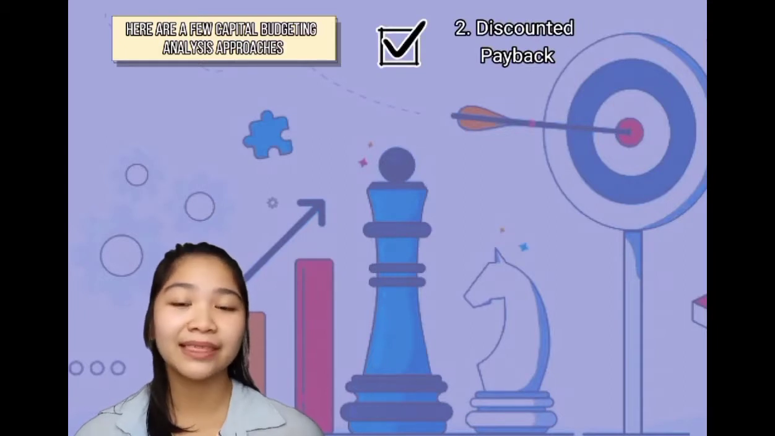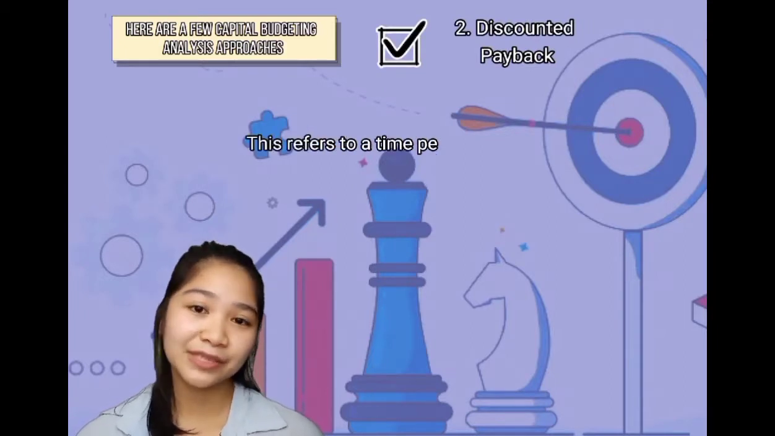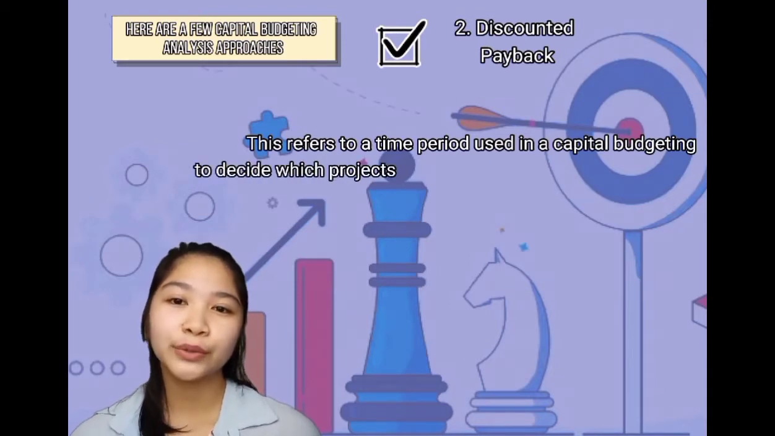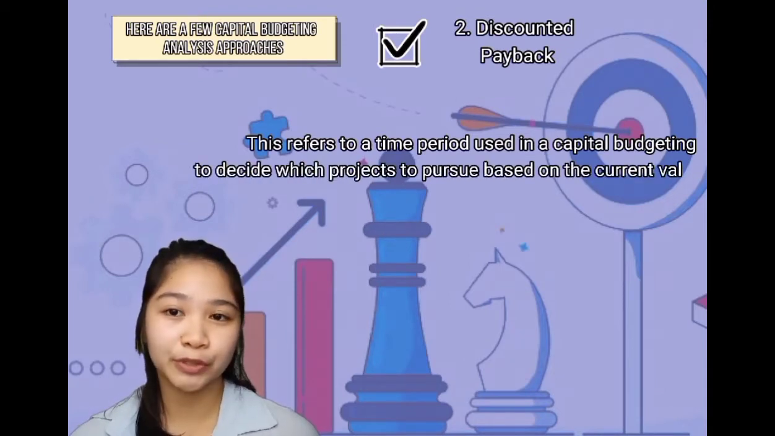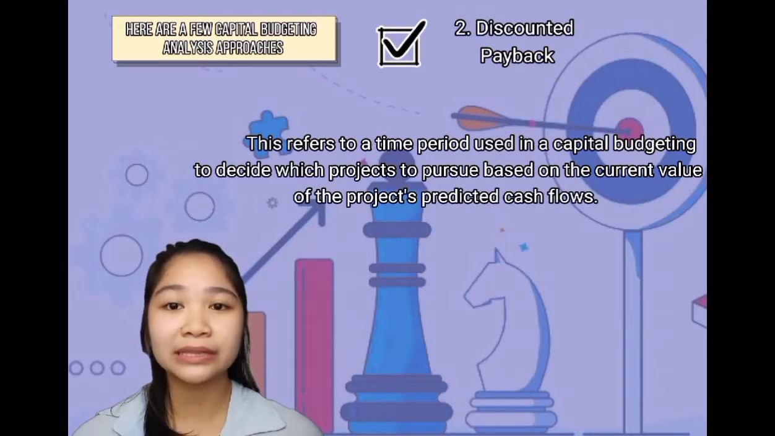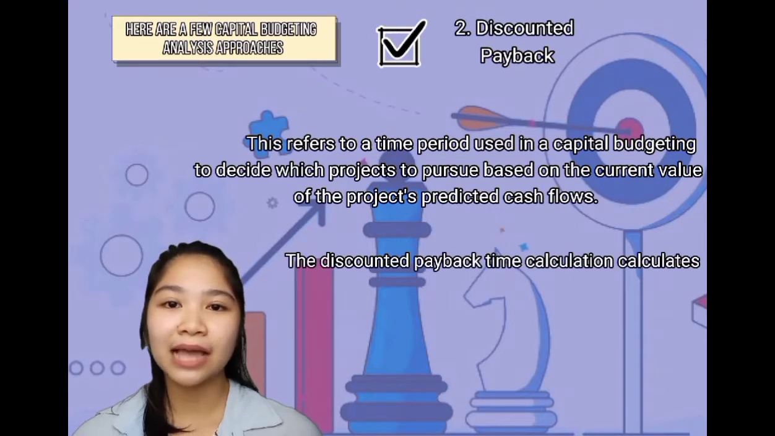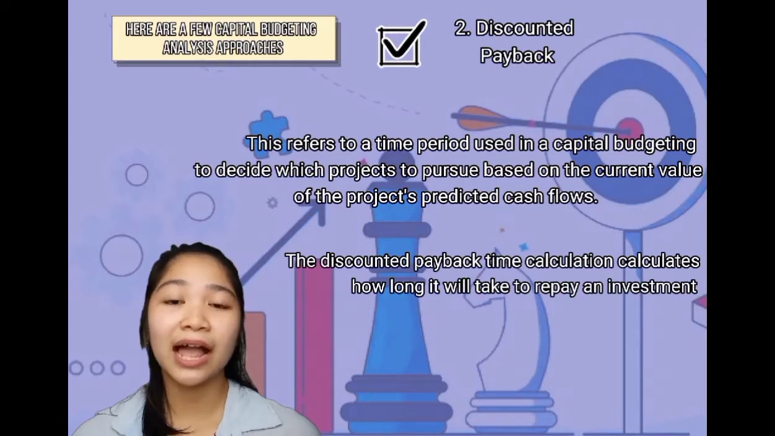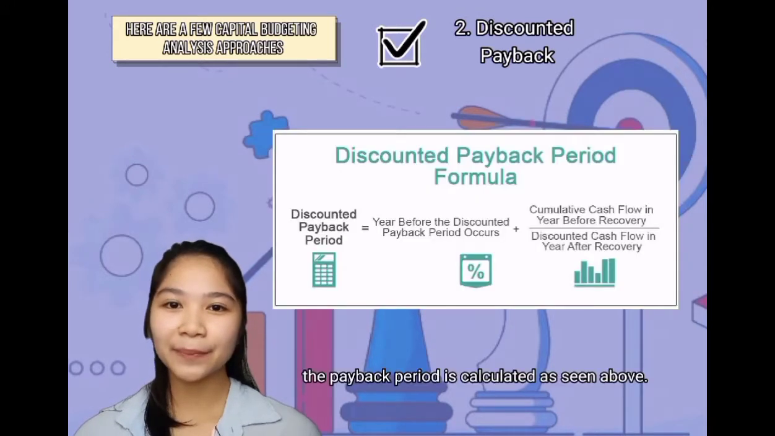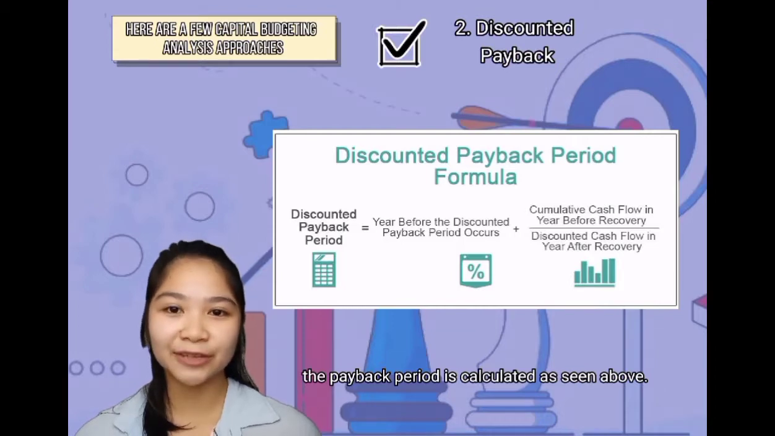Number 2, discounted payback. This refers to a time period used in capital budgeting to decide which projects to pursue. Based on the current value of the project's predicted cash flows, the discounted payback calculation determines how long it will take to repay an investment. The payback period is calculated by dividing the amount of investment by the annual cash flow.